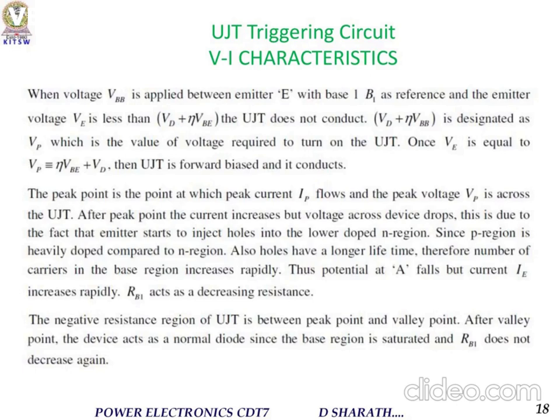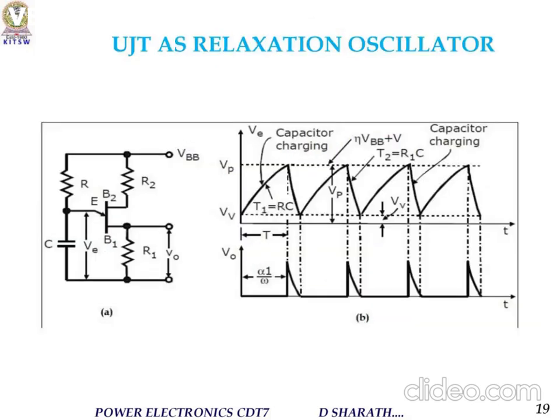When we apply voltage between the emitter and base with reference to the emitter, the voltage required to turn on the UJT is the peak point, at which peak current flows at the peak voltage. After that, the current increases but the voltage across it drops. So the UJT shows negative resistance between the peak point and the valley point, and after the valley point the device acts as a normal diode.